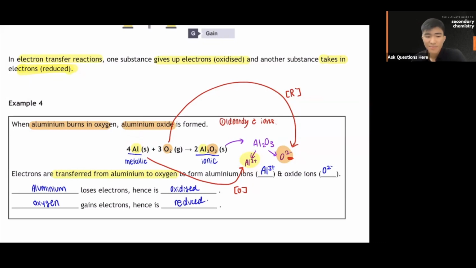Can everybody see how electrons are actually very powerful? It can actually help us to deduce whether something is oxidized or something is reduced. So remember, OIL RIG: oxidation is the loss of electron, and reduction is the gain of electron. So gain electron, reduce.